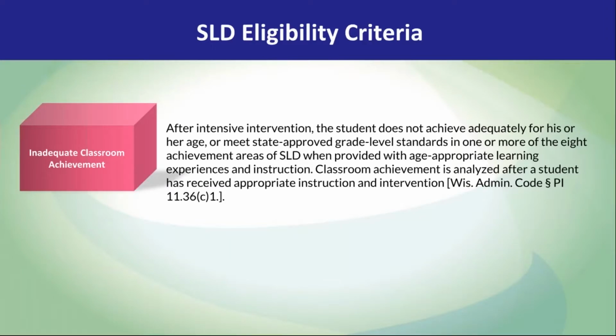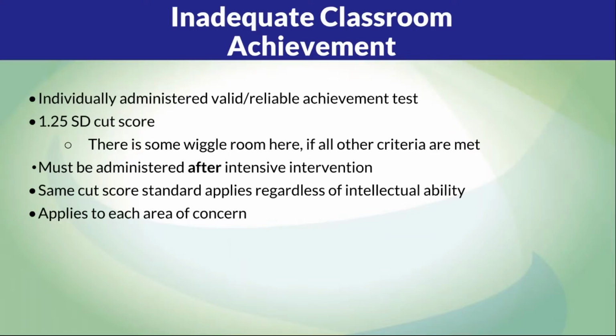Prong 2 is inadequate classroom achievement. This one's a little bit more straightforward to explain. After you've done those intensive interventions, a student receives an achievement test, and that's a norm-referenced, standardized achievement test in the area of concern. It's individually administered, so someone like a school psychologist or a special education teacher will take your student and give them this assessment in the areas of concern, and they need to get a certain score. It's actually 1 1/4 standard deviation. Usually it comes out to like 81.25. It depends on the test that you're using, though.